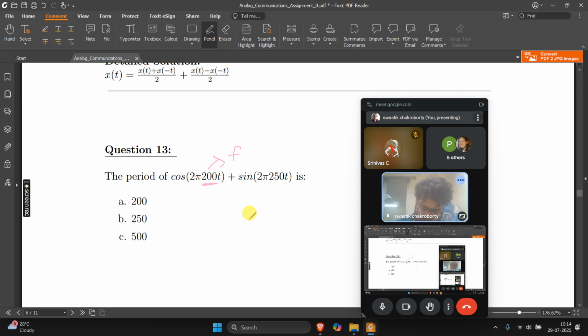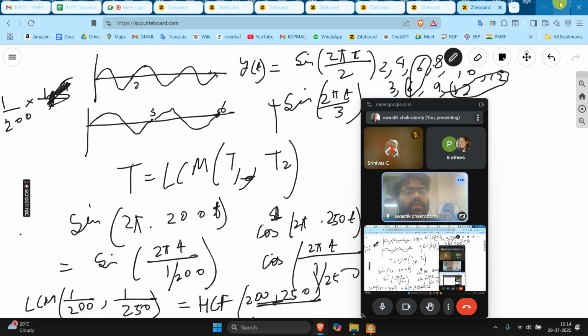Yes. So it will be actually 1 by... yeah. So here, the LCM of the reciprocals, this is what I wanted to confirm. The LCM of reciprocals becomes the HCF or GCD. So it is the GCD of 200 and 250.